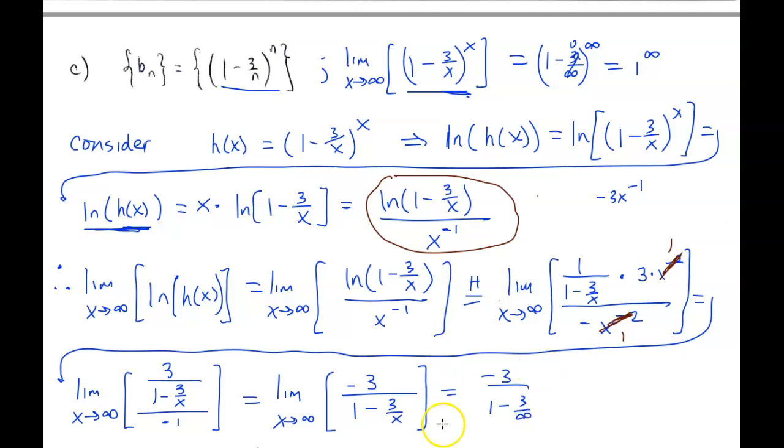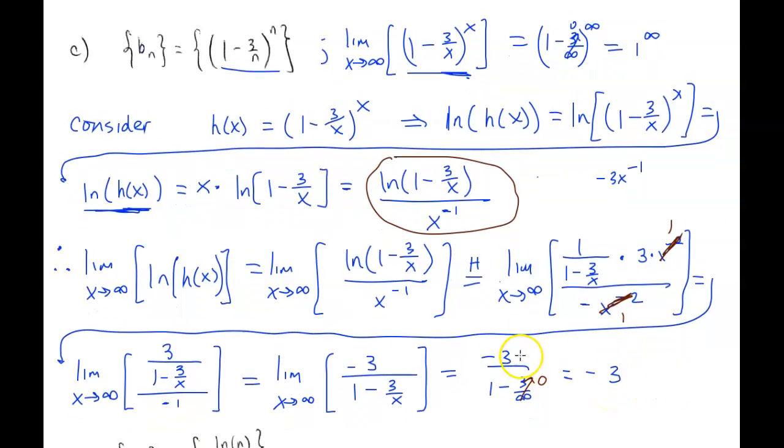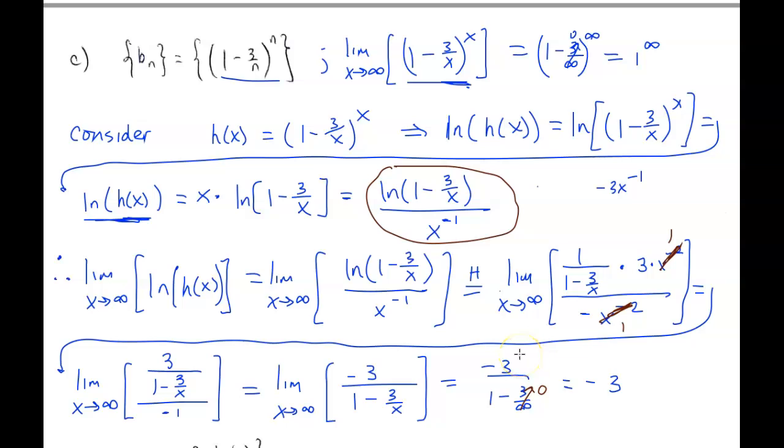And of course, here we know that 3 raised to the infinity goes to 0. So our final answer here is going to be -3. Okay. Now, we are not done. The good thing about this is that we've answered this question.